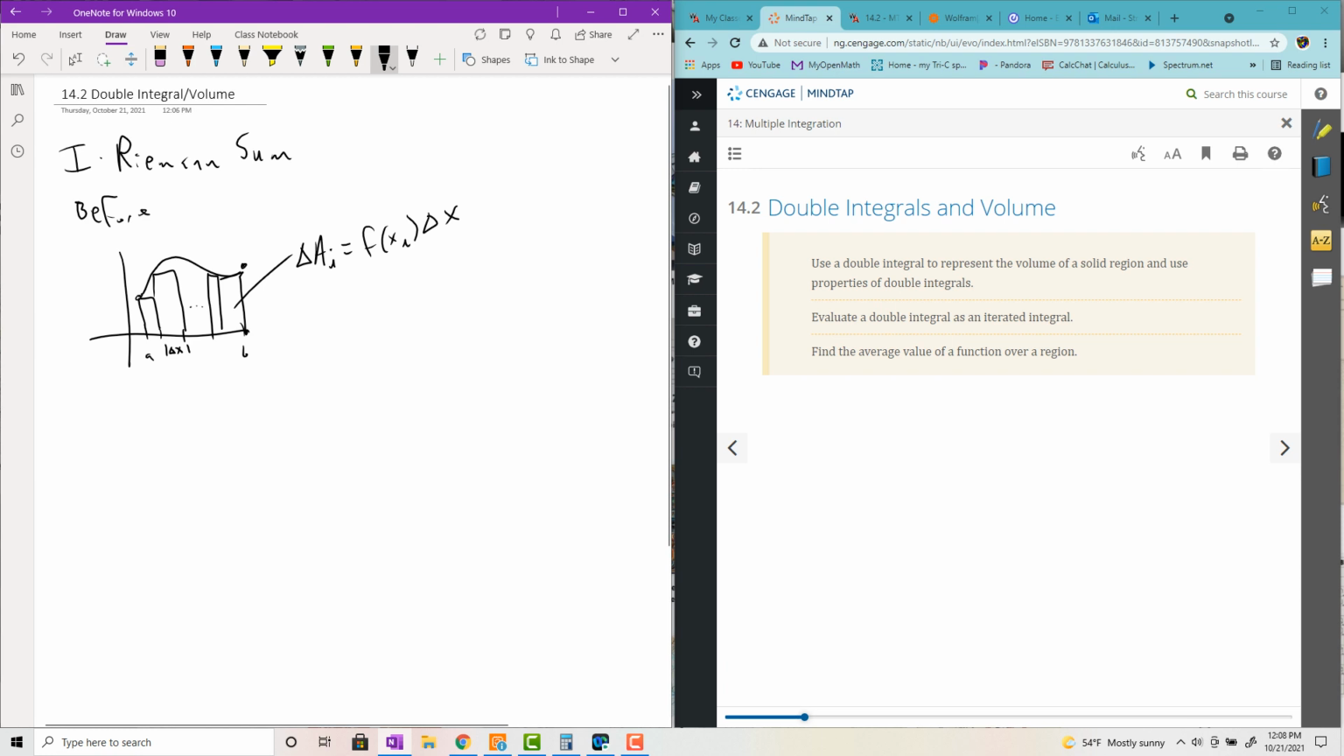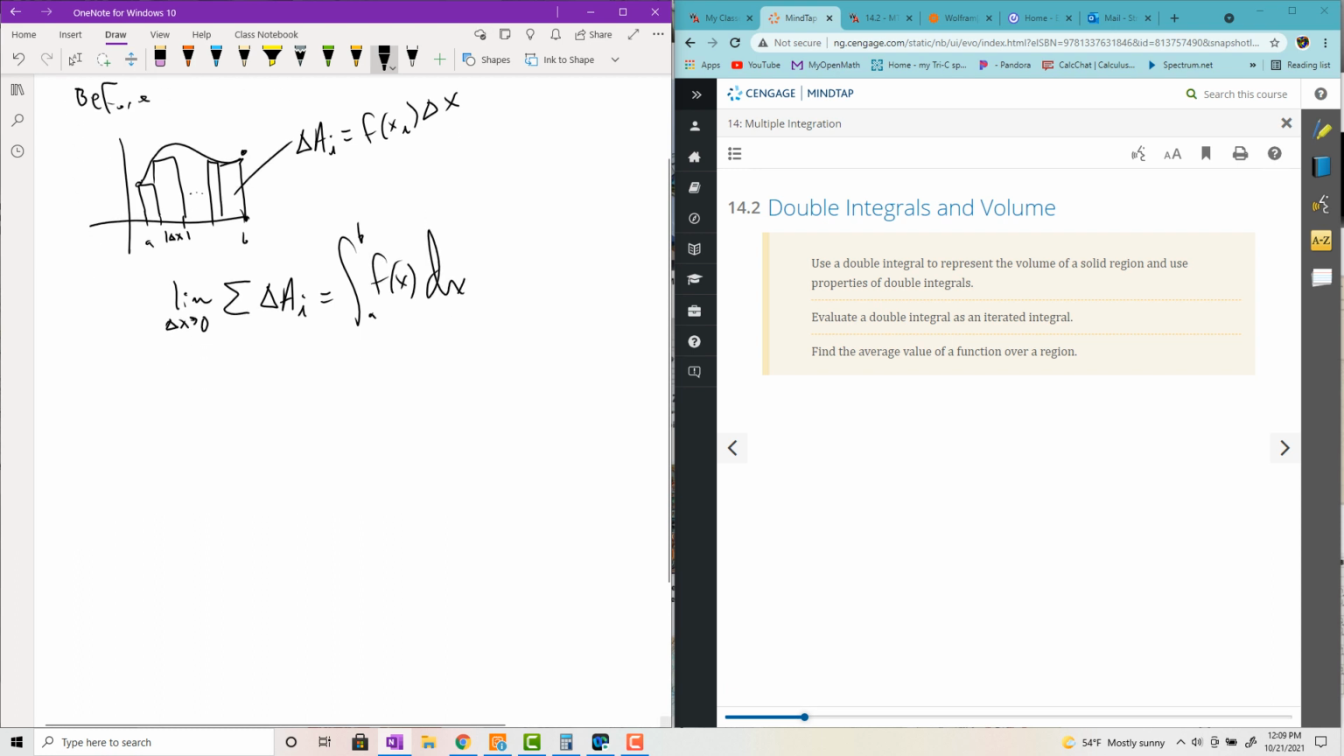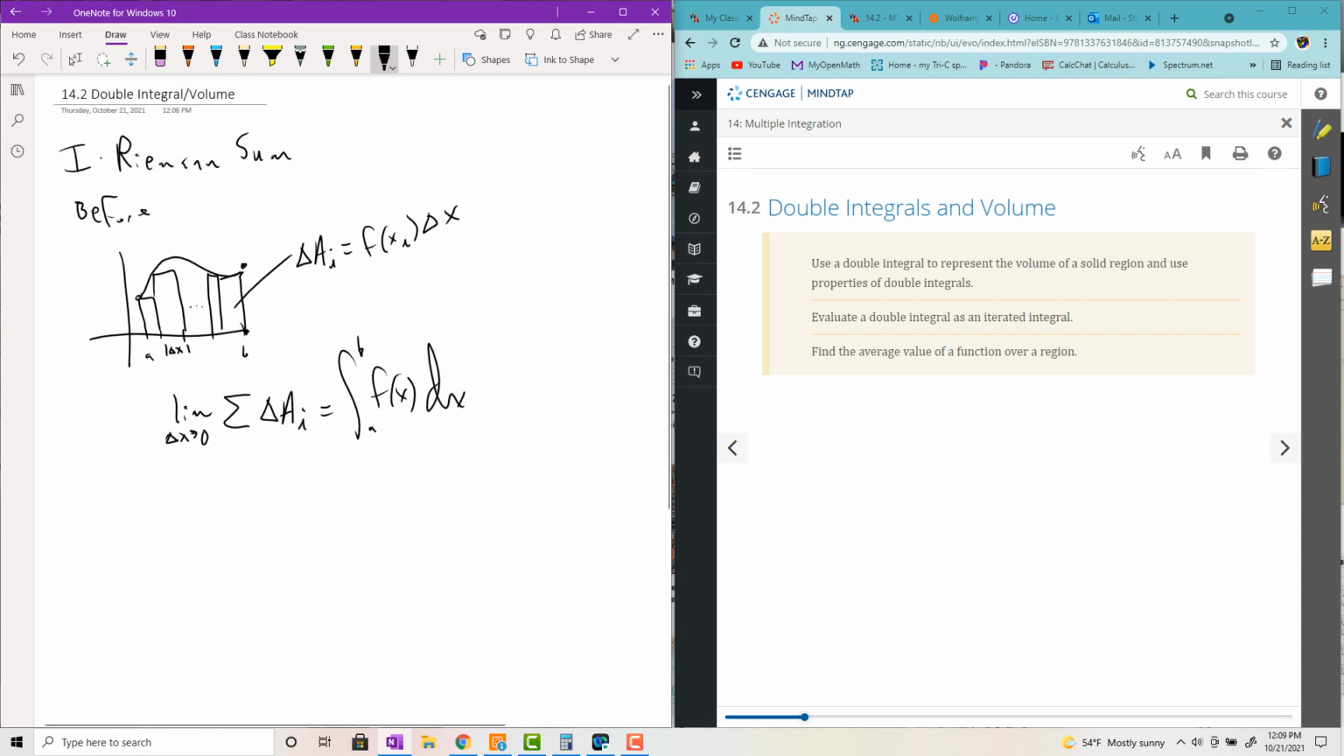And then to get the approximation of the area underneath the curve, we sum up all of those rectangles, and then we would take the limit as the width of those intervals goes to 0. So the change in x goes to 0, and that would give us our integral from a to b of f of x dx. We want to pull the same business here, except we're not going to end with the iterated integral. We'll have this thing that represents the volume underneath the surface.